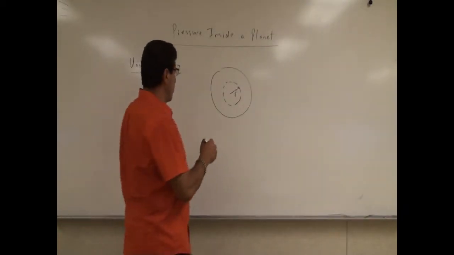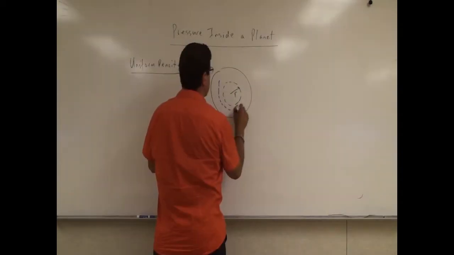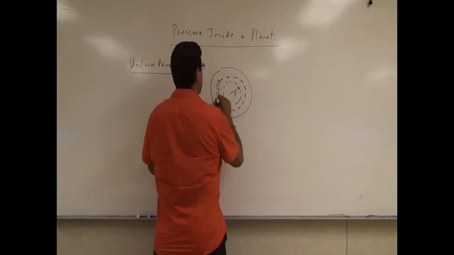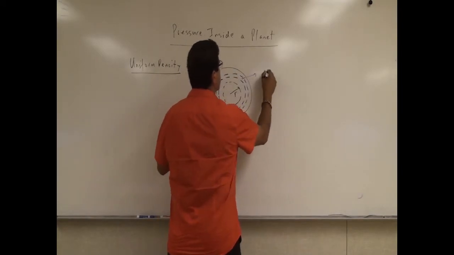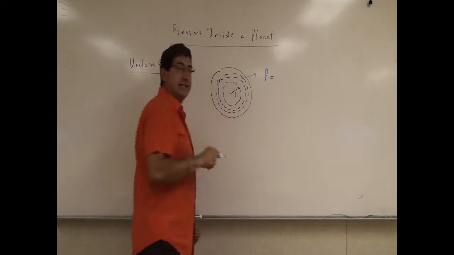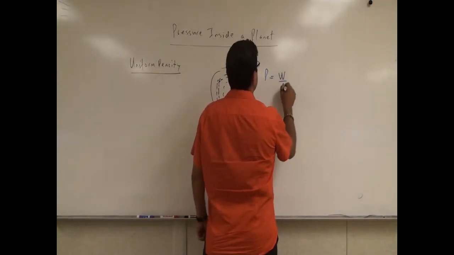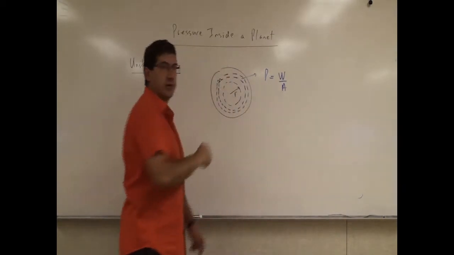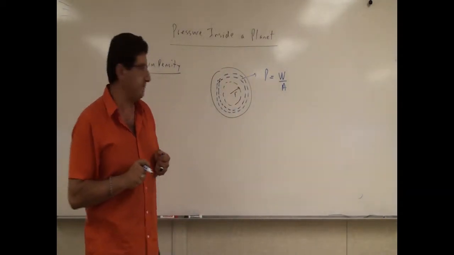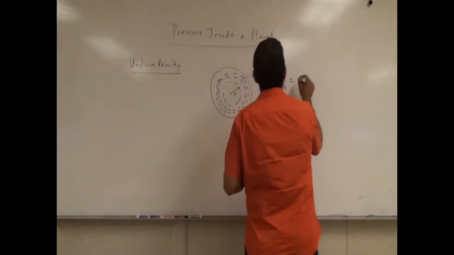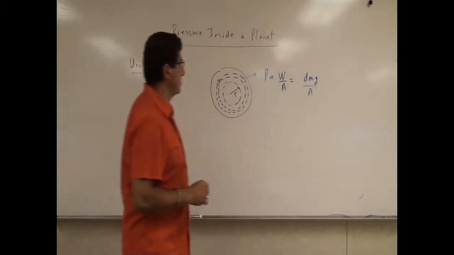So what we have to do is we have to take spherical shells, and we have to ask what is the weight of that shell? The pressure caused by that spherical shell is equal to the weight of that shell divided by the surface area of that shell, right? Because remember, pressure is force over area, right?